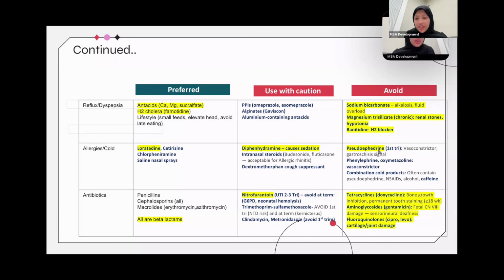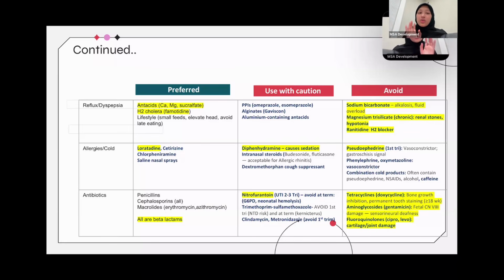Avoid pseudoephedrine. Why? Because in first trimester it is a vasoconstrictor. If you remember alpha blocker in the blood vessel, do not use that in pregnancy. Phenylephrine, same thing, vasoconstrictor. Do not use that. And then some pregnant women will take combination of cold products, like over the counter, a lot of things, like NSAID, Sudafed, alcohol, caffeine. So all of these can be a component in that over the counter drug or herbal medication. So this is very important. Do not take combination of cold products all at once because you will overdose on something.